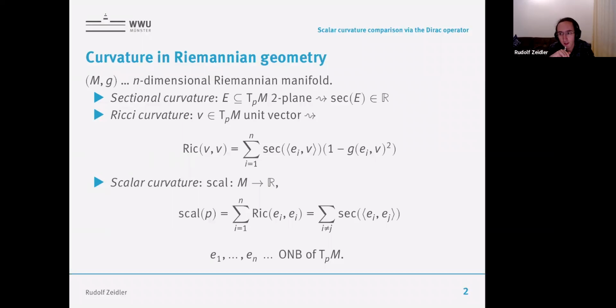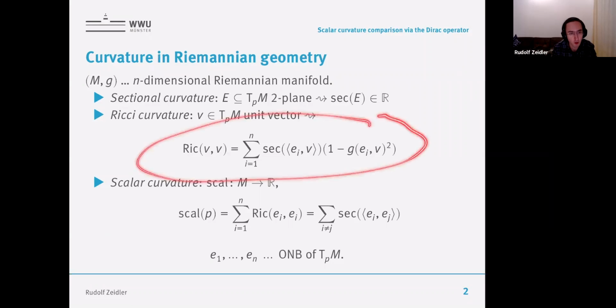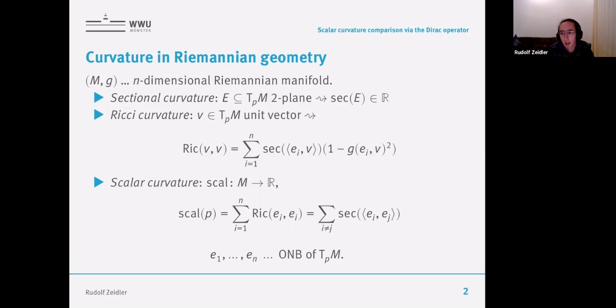The first procedure that's usually done is to consider the so-called Ricci curvature, where intuitively speaking, you fix a unit vector and then you average over all the possible two-dimensional planes that contain that unit vector. And that gives you a new number. That's the Ricci curvature associated to that unit vector. Then you can take this process one step further and average once more, over all the possible two-dimensional directions. And then you end up with scalar curvature. And that scalar curvature is the main player of this talk.